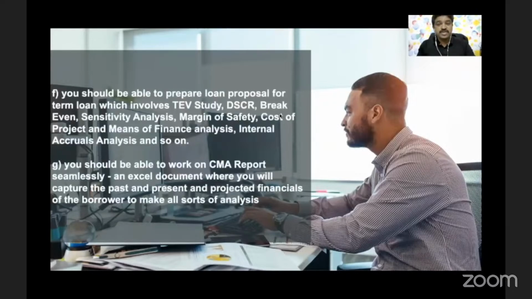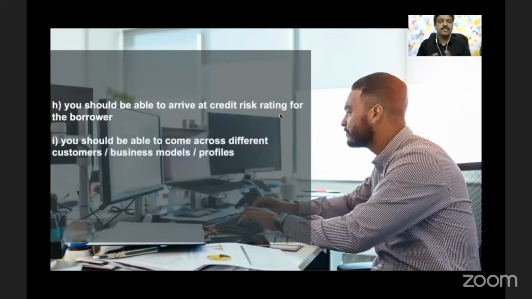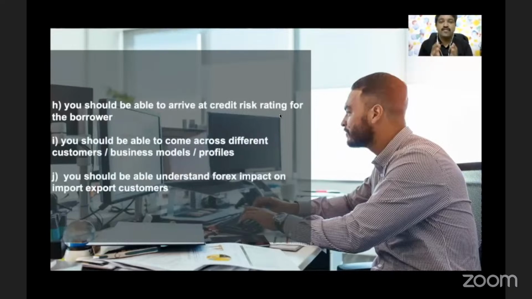Next, you should be able to arrive at the credit risk rating for the borrower. You should be able to come across different types of business entities, business model profiles, and you should also be able to understand the forex impact on import export transactions. So what does all this mean? All this means you have to learn more, right?